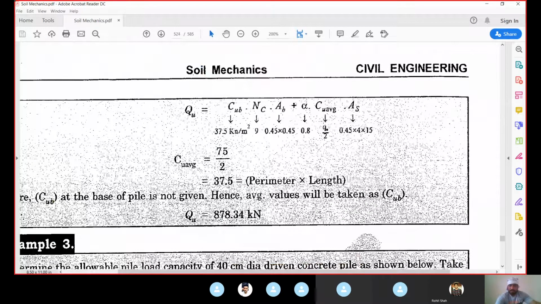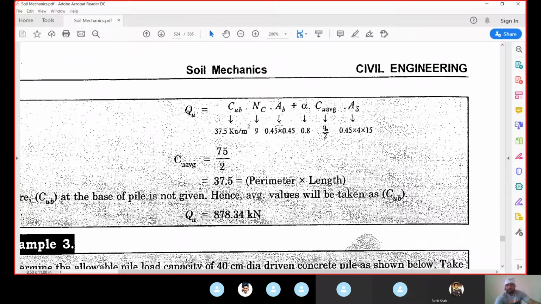37.5, and we will take this value here also and here also, the same value at the base of the pile as well as at the surface area of the pile. This is the average cohesion that we are taking. So 37.5 multiplied by NC equal to 9, which we have to take for piles.